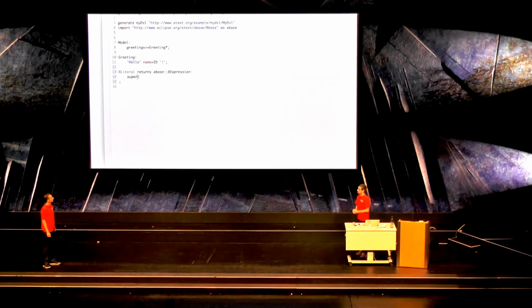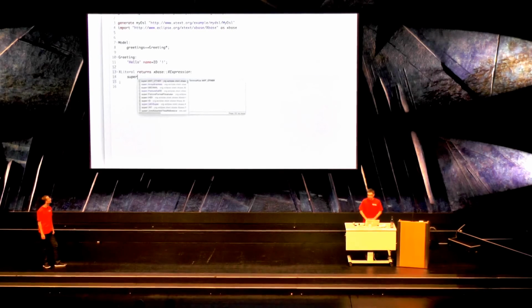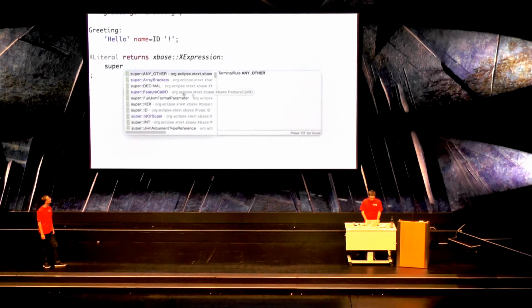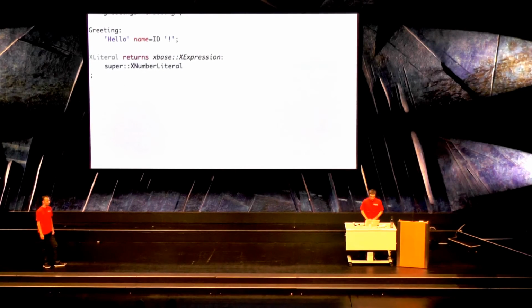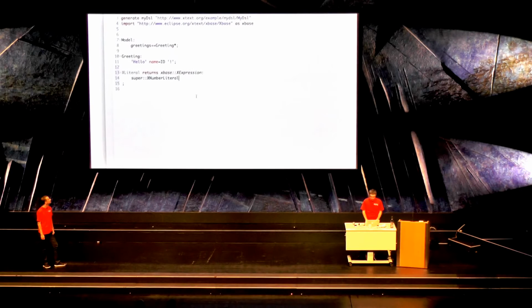And earlier, we had a to-do comment here, but now it's possible to just call super and add new alternatives. Let's say I want a date literal or whatever. But it doesn't stop here. This super notation is basically just the shortest possible way to call a super rule. There's, of course, also the possibility to use a qualified rule name. So let's say I want to directly call XNumberLiteral and avoid all the other inherited stuff from the XLiteral rule. So I can do this as well. So it's very convenient and really avoids copy and paste programming here.